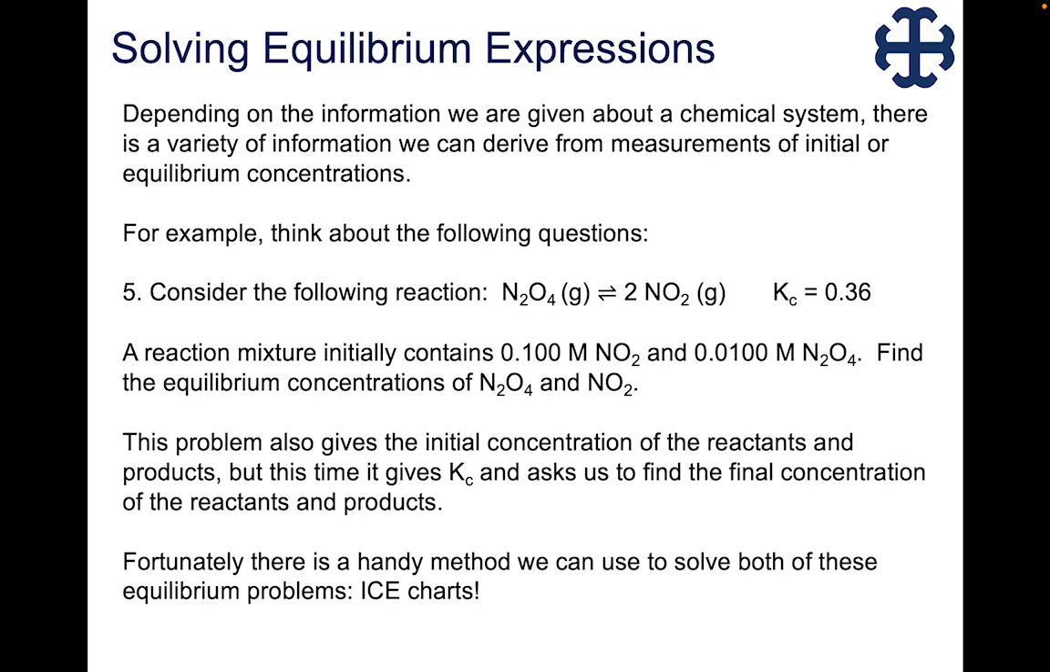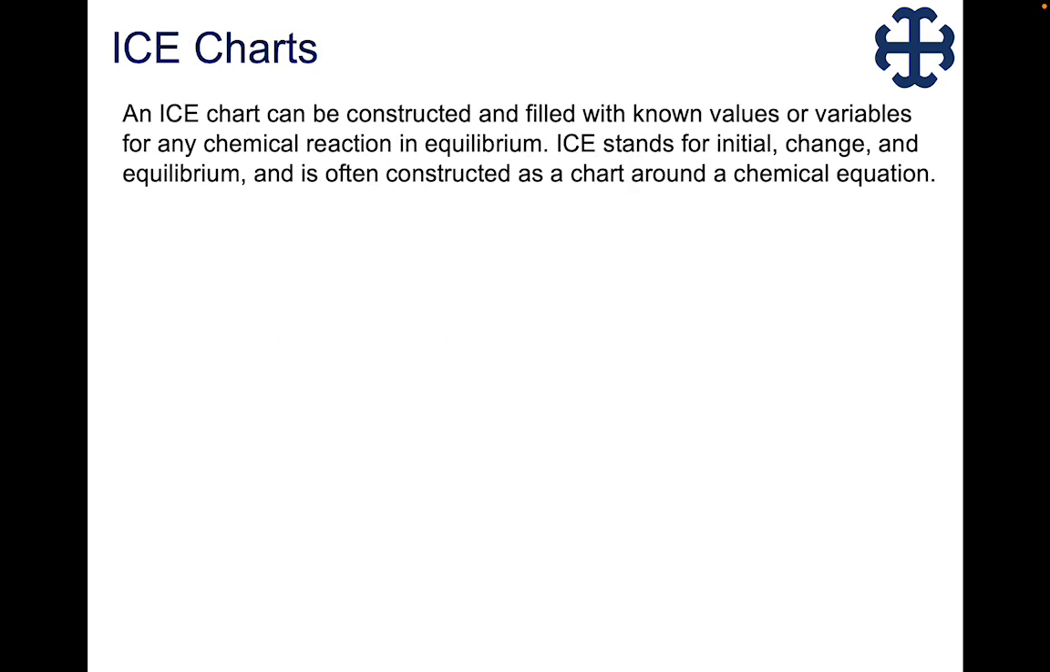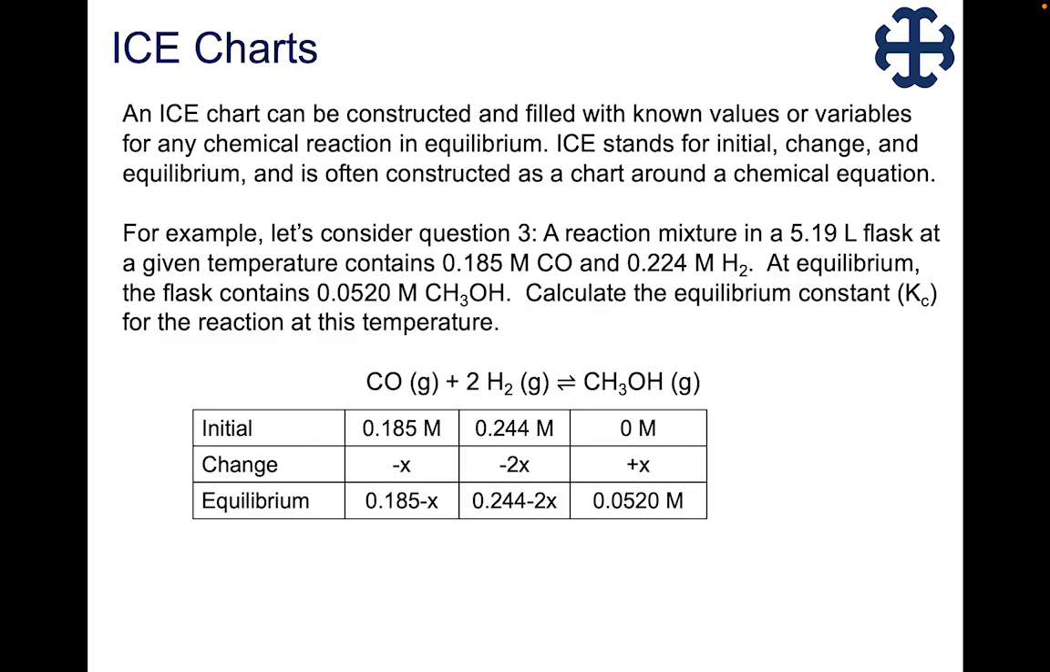There is a tool, or a method, we can use for solving these sorts of equilibrium problems, and we call them ICE charts. ICE itself is an acronym that stands for Initial, Change, Equilibrium, and an ICE chart is something that we generally construct around our chemical equation for the system in question. Let's say we go back to question 3 here. This was the first question we saw in the pre-lecture video. We're given all this information and we have our chemical equation. We can construct this ICE chart.